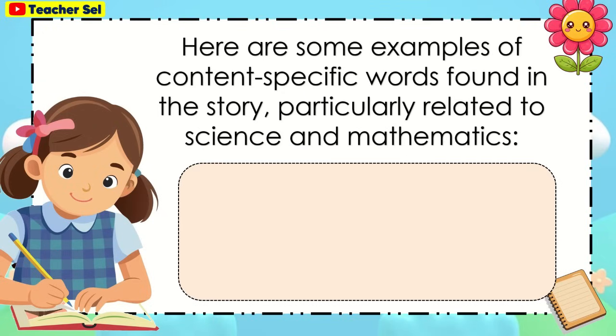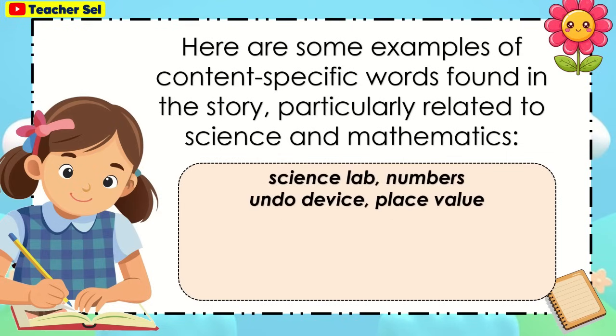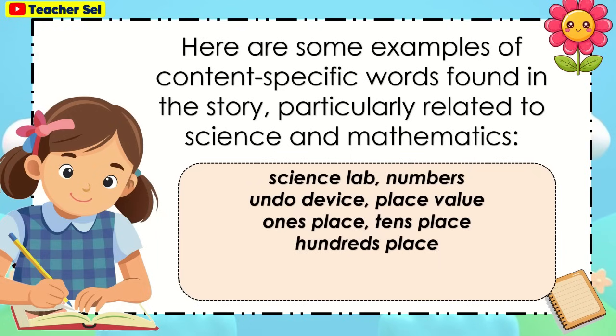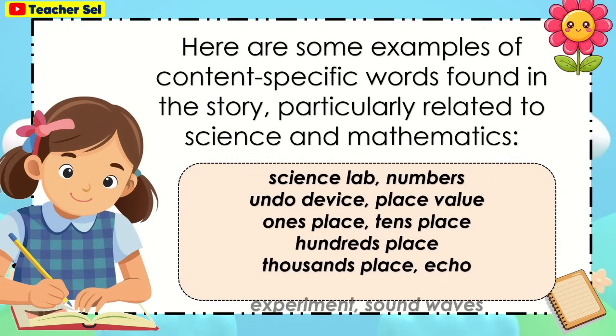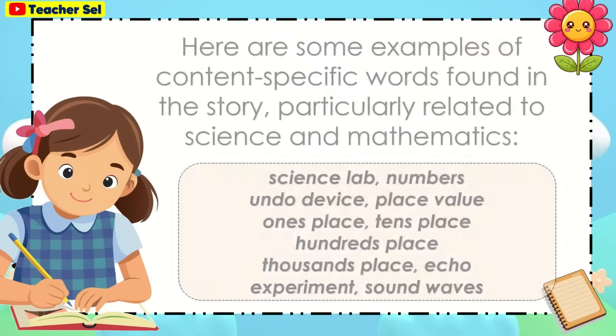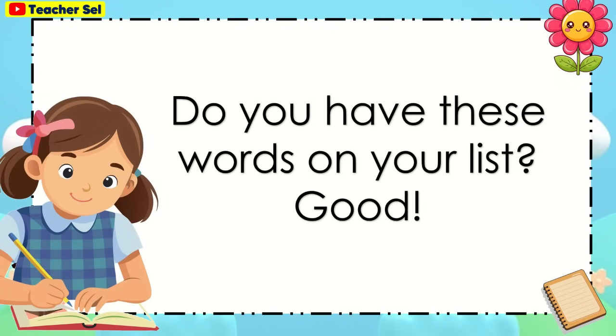Here are some examples of content-specific words found in the story, particularly related to science and mathematics. Science lab, numbers, undo device, place value, ones place, tens place, hundreds place, thousands place, echo, experiment, sound waves. Do you have these words on your list? Good.